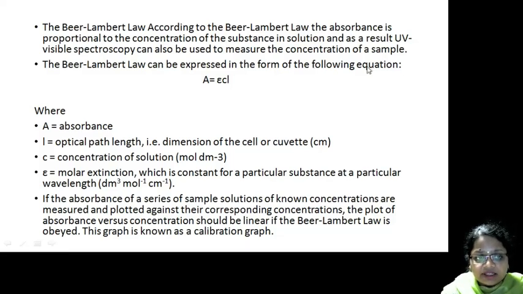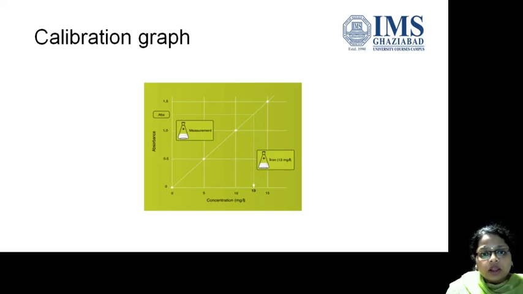So this can be expressed in this form, where A refers to absorbance, epsilon is the molar extinction coefficient, then concentration, and the optical path length. Now this path length is generally kept constant, so absorbance is actually dependent on concentration. If the absorbances of a series of sample solutions of known concentration are measured, you can draw a plot of absorbance versus concentration, which is known as a calibration graph. This figure shows the calibration graph of absorbance and concentration. This has to be a linear graph.